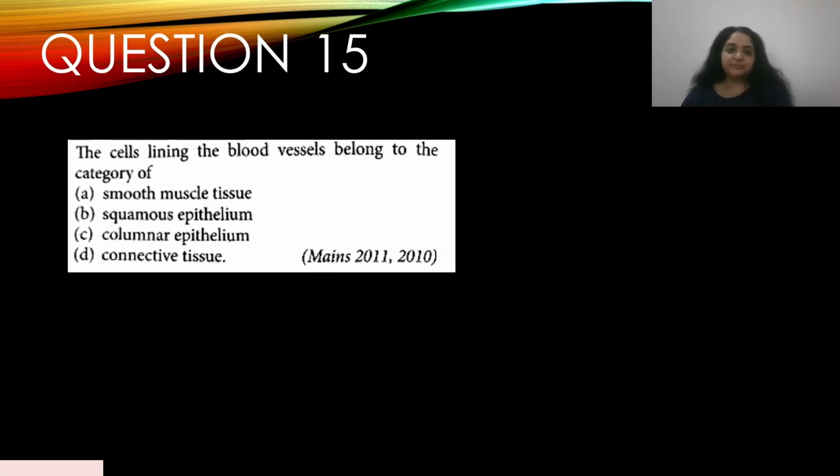Question number 15. The cells lining the blood vessels belong to the category of, this appeared in Mains 2011 and 2010. A. Smooth muscle tissue. B. Squamous epithelium. C. Columnar epithelium. D. Connective tissue. So the cells lining the blood vessels are squamous epithelium. So the answer is B.